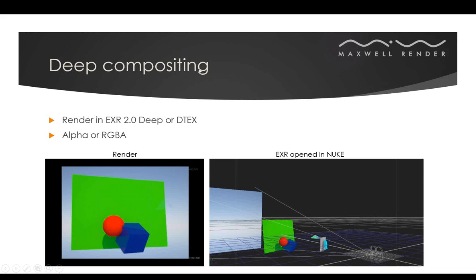Okay, so this is really cool for you compositors out there, and hopefully Adobe is going to add support for this in After Effects. It's pretty probable, but for now, only Nuke can read these files, and you can output them both in EXR deep format or in DTex format. You can choose to output only the alpha, so this deep alpha format, or full RGBA EXR files or DTex files.